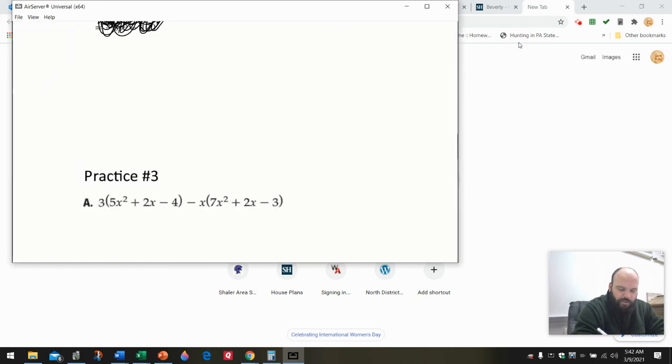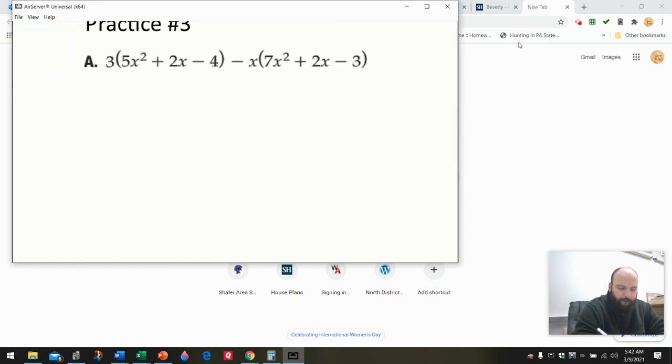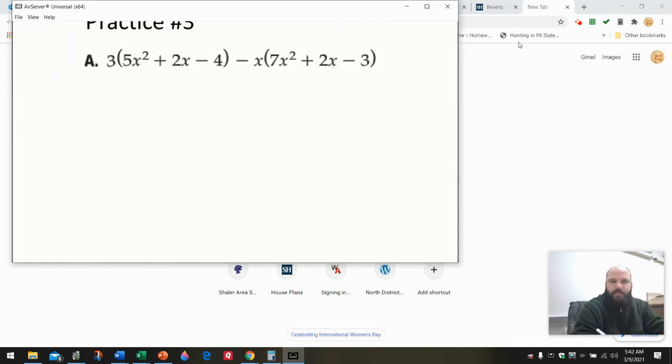So the last one I'm going to show you today is this one. It's very similar to the last one. The only difference is that there are 3 terms in each of the polynomials here that you're going to be distributing to. So this 3 gets distributed to all 3 terms, and then this negative x gets distributed to all 3 terms, just like that. So that's what we need to do. Let's get started here.